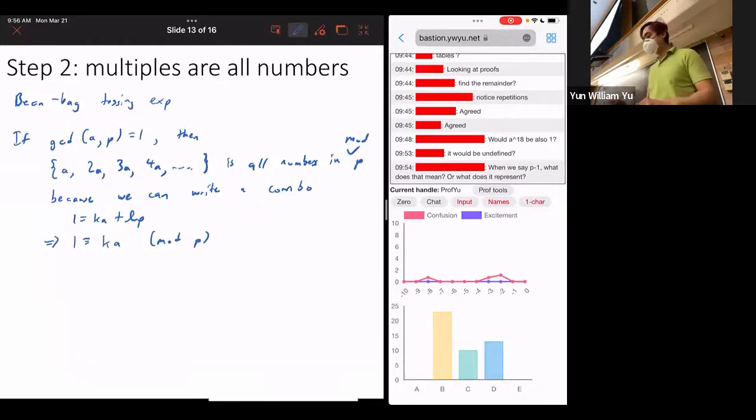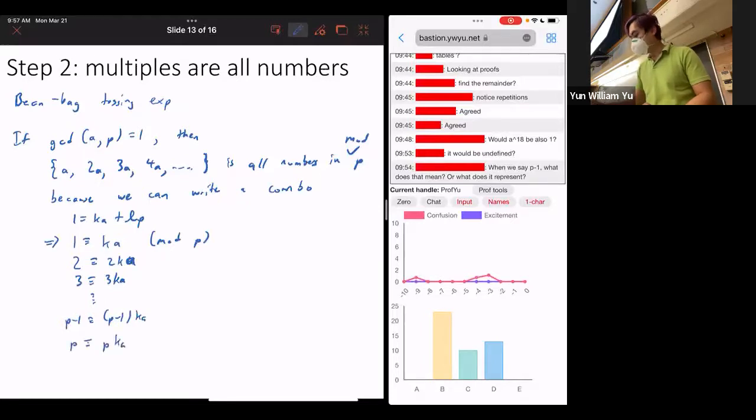Right, so you're just taking mod P of both sides. But then you also know that 2 is congruent to 2Ka, 3 is congruent to 3Ka, and so on, all the way to P minus 1 is congruent to (P minus 1)Ka, and P is congruent to PKa, and this is all mod P, of course. Okay, so every single number you can write out as a combination, and therefore the multiples will get you to all the different numbers. This is the reason why when you toss the beanbags around, you did end up getting to everyone if the two numbers are relatively prime.